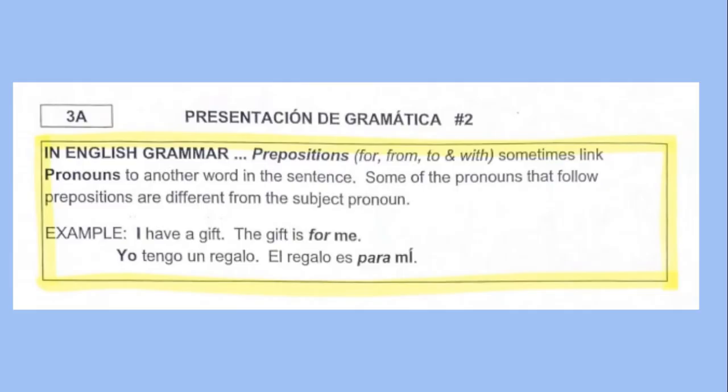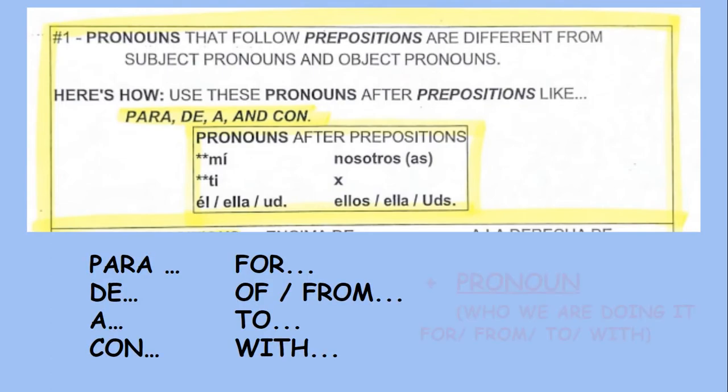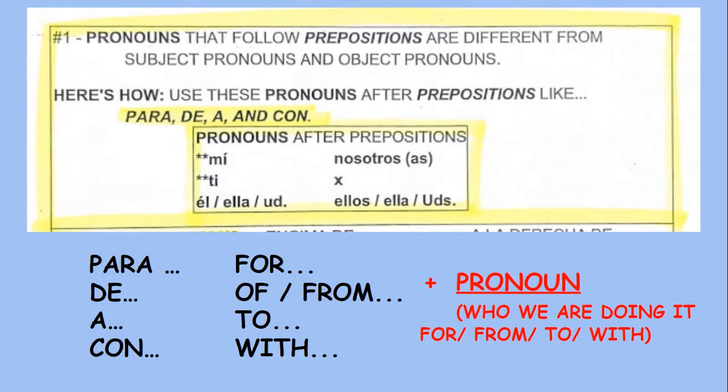Yo tengo un regalo. El regalo es para mí. So yo and me, para mí, those are different. The pronouns that follow prepositions are different from subject pronouns and object pronouns. We use these pronouns after prepositions like para, de, a, and con. These are the ones that I need you to know what they mean. So write this somewhere in the margin. Para means for. De means of or from. And a means to. And con means with.